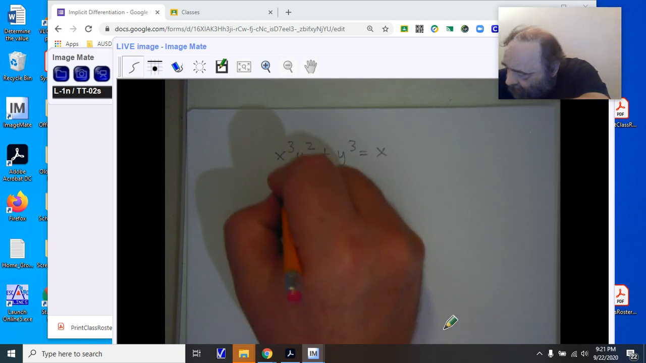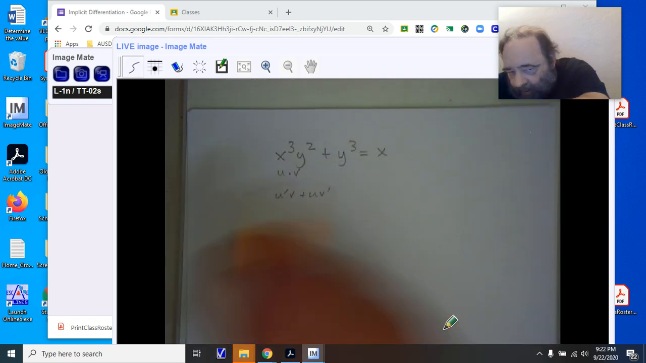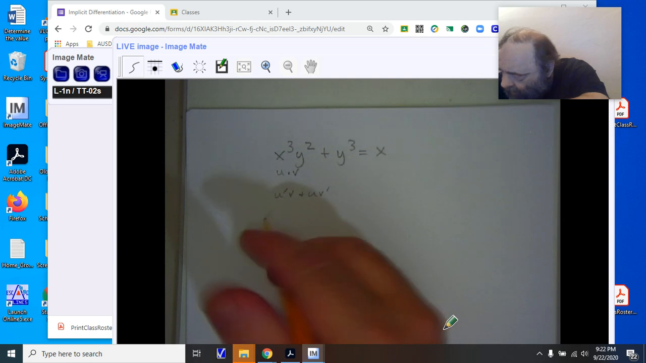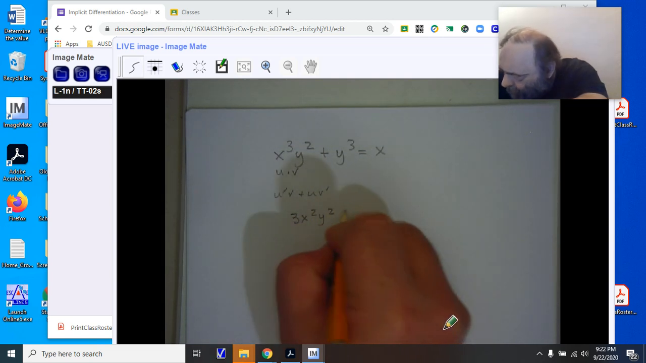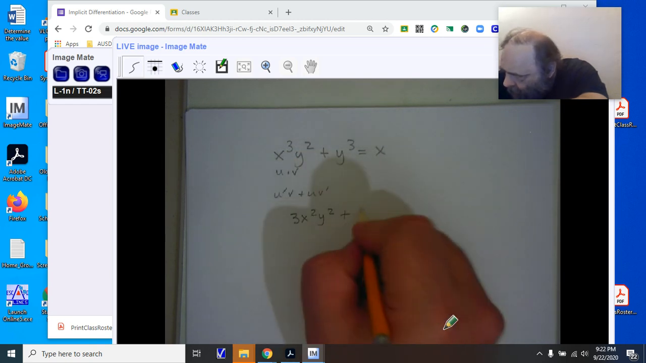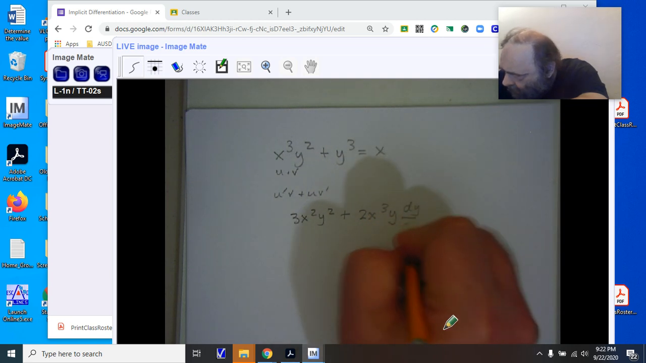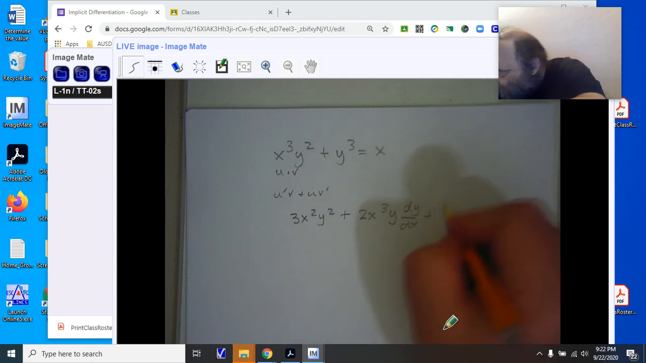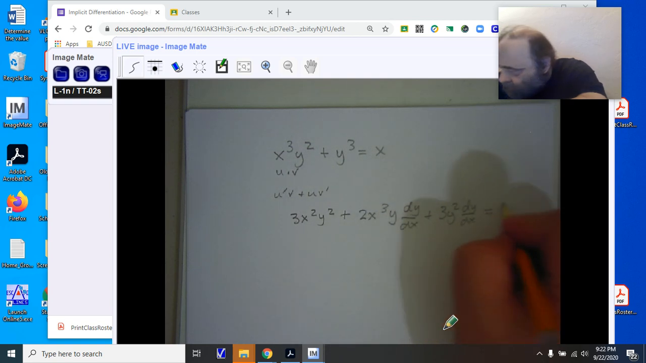That means that we have to take our u and our v. We want u prime v plus u v prime. I recommend you use your formula. You think about what each piece is. 3x squared y squared plus. Now we're taking the derivative of the y squared. So 2, put the x cubed y dy/dx plus 3y squared dy/dx. Notice the chain rule in both of those, and it equals 1.